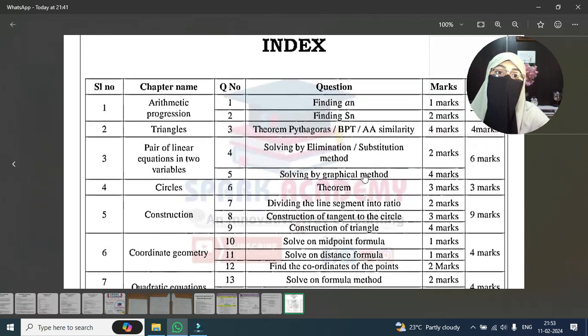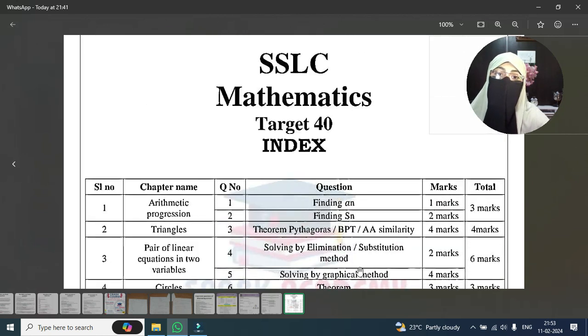Okay, so this video was just to share with you the targeted 40 marks, that is the passing package of mathematics for the SSLC students. Hope you find this video very helpful.